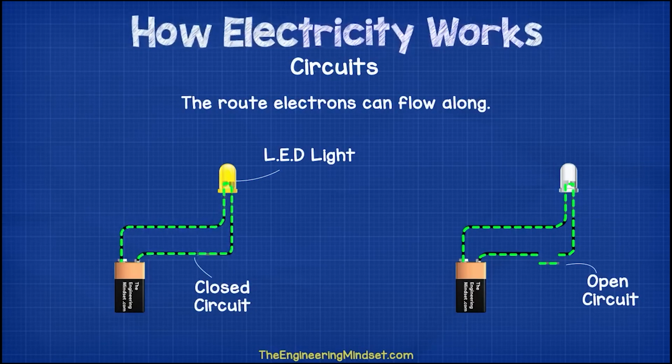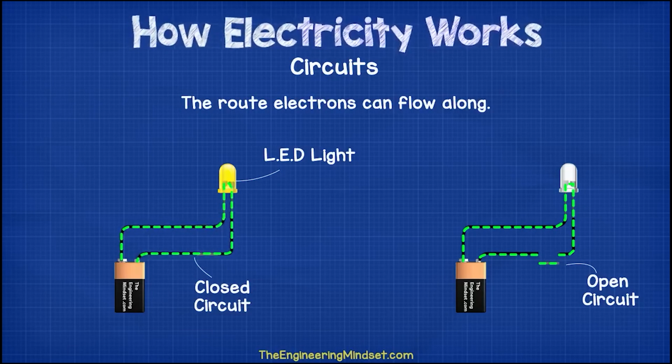So we can add things into their path like light bulbs, and this means that the electrons will have to pass through this in order to get to the other terminal, and so we can use this to create things such as light. The circuit can even be open or closed. In a closed circuit, that means the electrons can flow around, and in an open circuit, this means that the electrons are not able to flow.